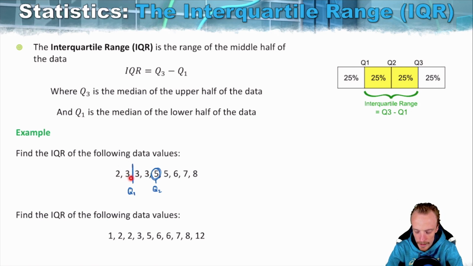So to find the median, because it's in between two data points, I actually have to add these data points together and divide by 2. So 3 plus 3 is going to be 6. 6 divided by 2 is 3. So our Q1 is going to be equal to 3 here.